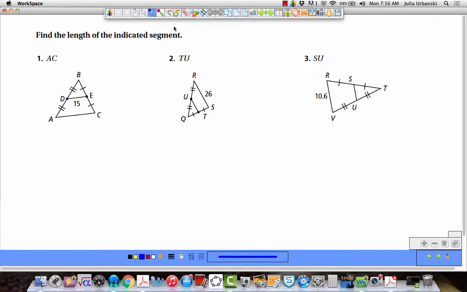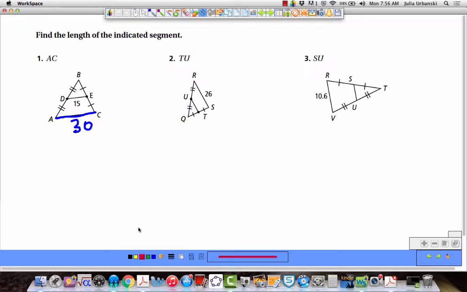All right, number 1. AC. They want to know AC. Is that the mid-segment or is that the base? Base. The base is the bigger one, so what would that be? 30. The mid-segment 15 is half of 30. 15 times 2 is 30.